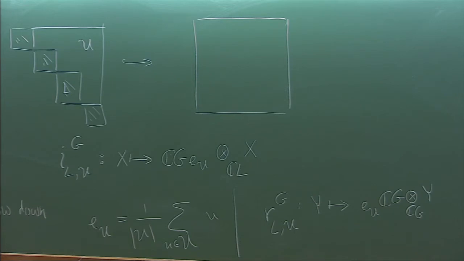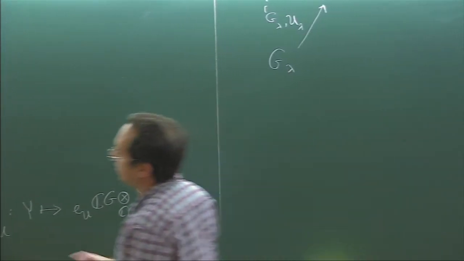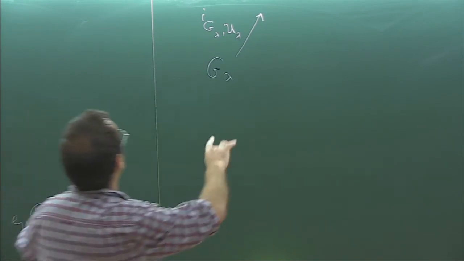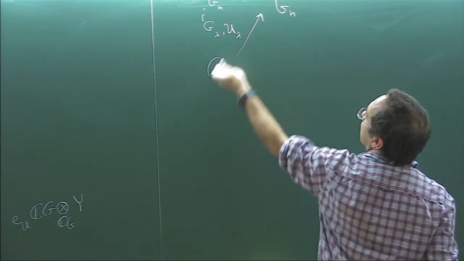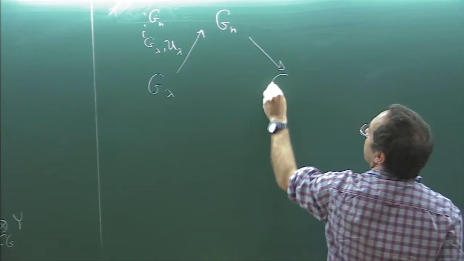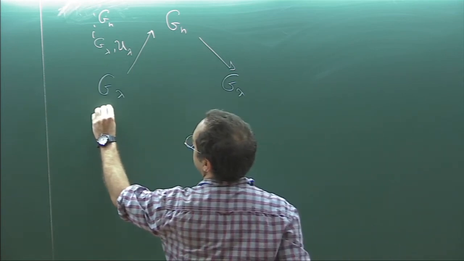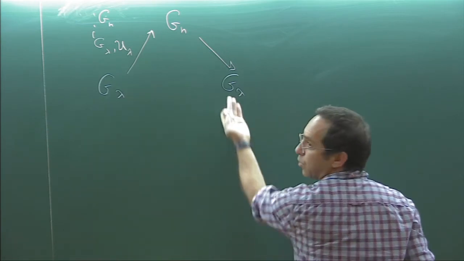And now what one can show is that if you take G lambda and you use these functors, I, G lambda, U. So for every G lambda, we'll have a different U. It will be U lambda that I need to take. So I, G lambda, U lambda to Gn. I want to use this functor to go to Gn, then go back to G lambda. And again, I can go down and use the functor R and then the functor I.